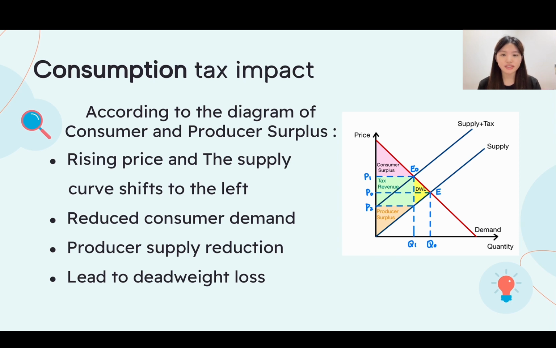Total welfare is consumer surplus plus producer surplus, so both lose out. But why does a consumption tax cause a deadweight loss? Let's move to the diagram. The deadweight loss is the yellow part of the diagram.